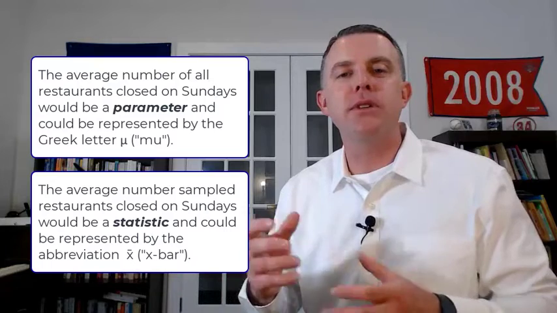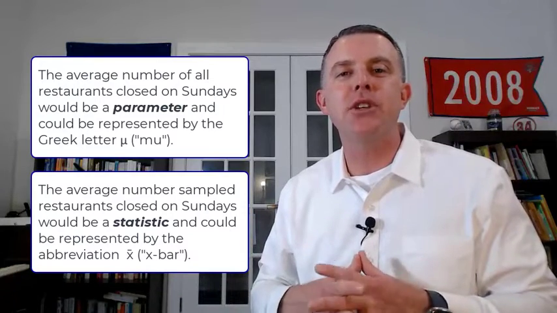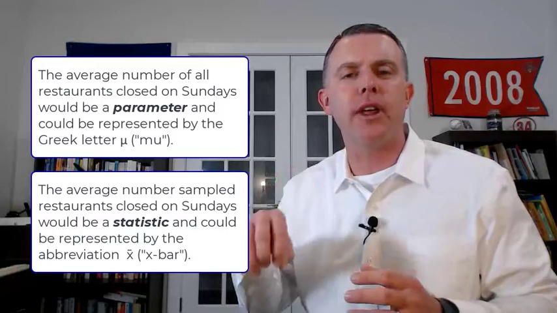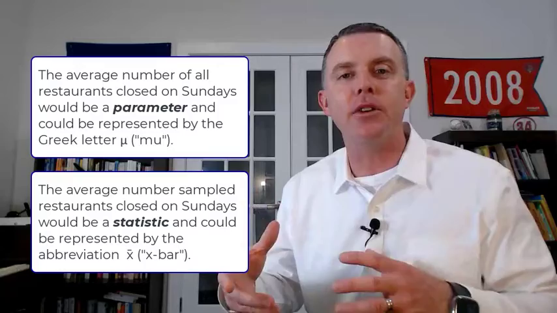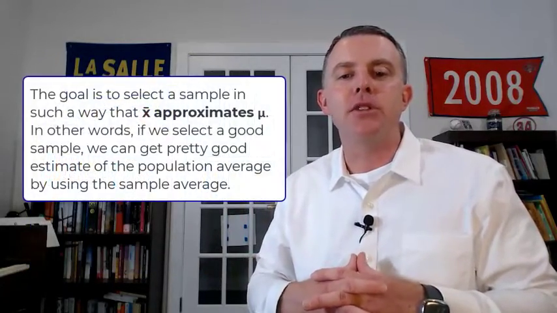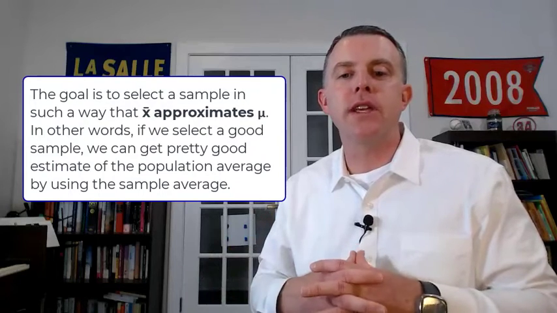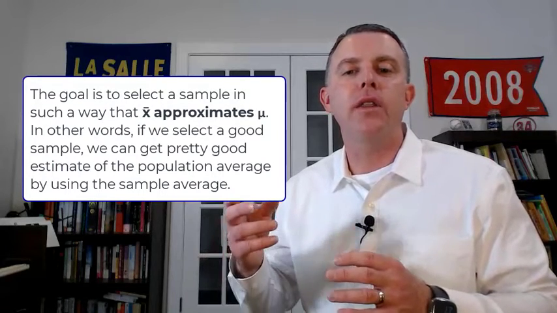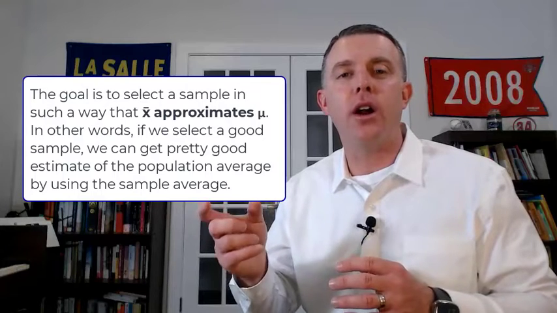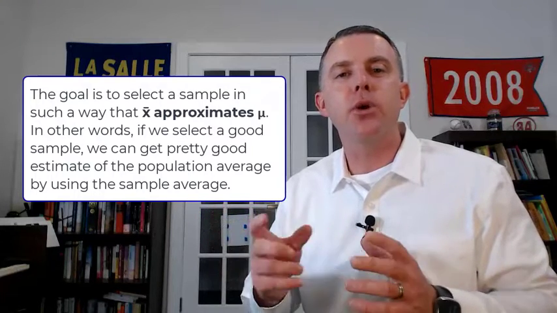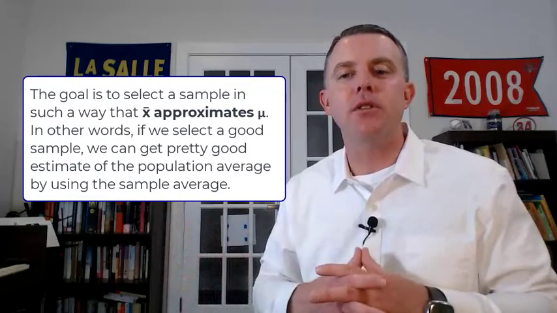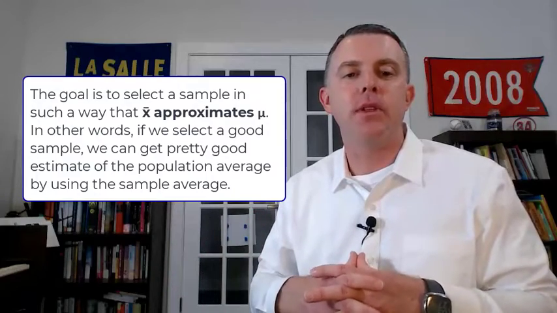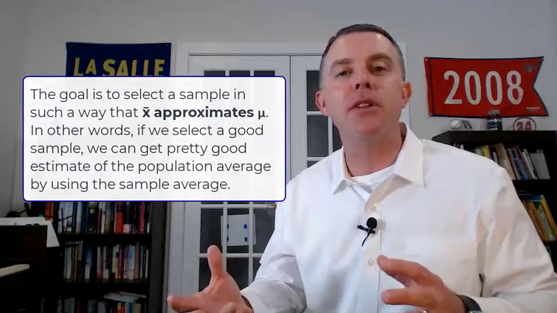And we typically represent averages from a sample with the notation X bar, right? We draw the letter X for a random variable and we put a bar over top and it represents the average of our sample, okay? So if we can't obtain data for the population, the goal is to select a sample in a way that X bar, our average from the sample, closely approximates mu, which is the average for the population. So if we select a good sample, we can get a pretty good estimate of what the population average is.